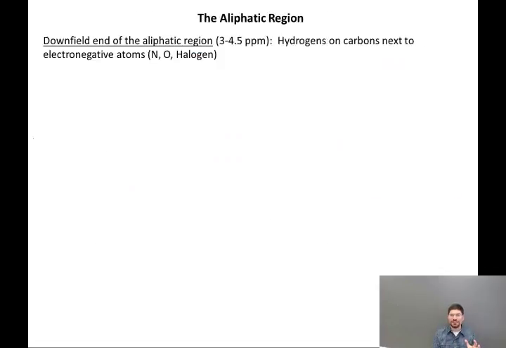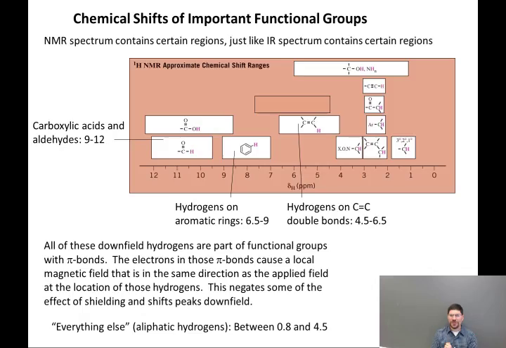So the downfield end of the aliphatic region, the region between 3 and 4.5 ppm, is where you find hydrogens on carbons next to electronegative elements, such as nitrogen, oxygen, or a halogen. Okay, look back at this. That's this region here, hydrogen on a carbon bound to a nitrogen, oxygen, or X, a halogen. So that region is kind of unique by itself. We'll get to OHs and NHs at the very end of this lesson.